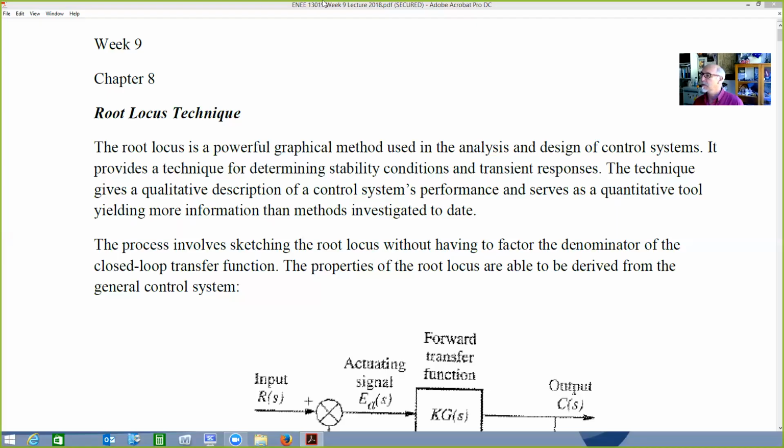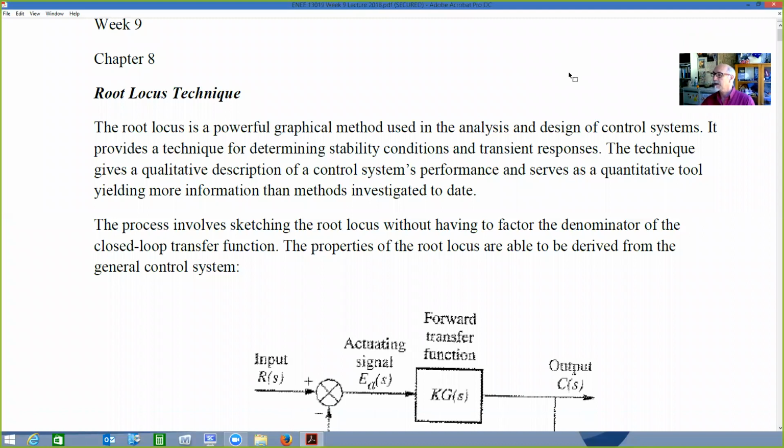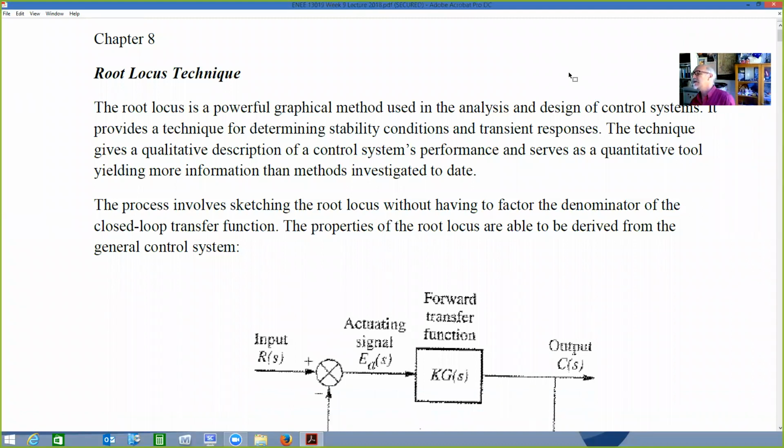All right, we'll be looking at the root locus technique. This is a graphical technique and involves a reasonable amount of analysis, but it is a powerful graphical method used in analysis and design of control systems. It provides a technique for determining stability conditions and transient responses. The technique gives a qualitative description of a control system's performance and serves as a quantitative tool for yielding more information than other methods investigated today.